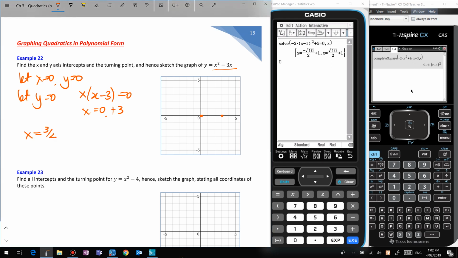X equals 3 on 2, y equals 3 on 2 squared, minus 3 times 3 on 2, 9 on 4, minus 9 on 2. If I put that on 4, I get 9 on 4 minus 18 on 4, which is minus 9 on 4, minus 2 1/4. So we've got 3 on 2, minus 9 on 4. And then we've got 3, 0, and we've got 0, 0. So there's our graph.